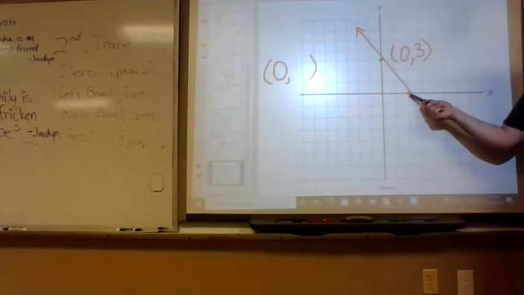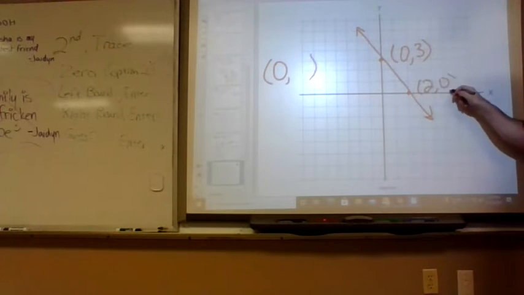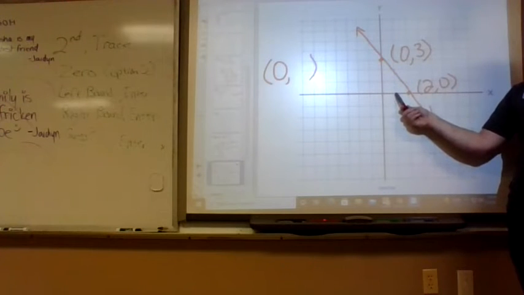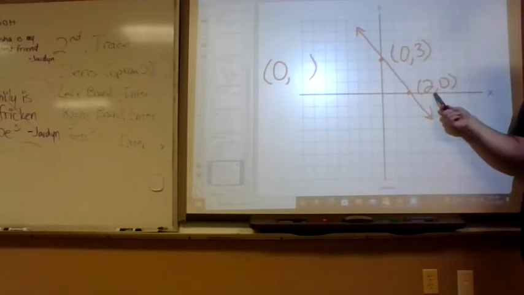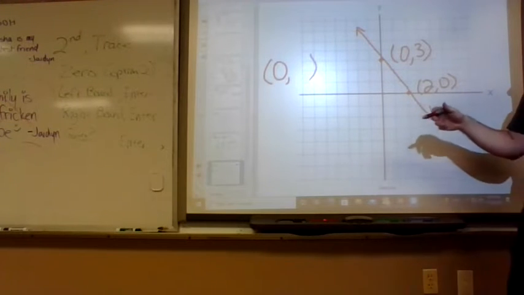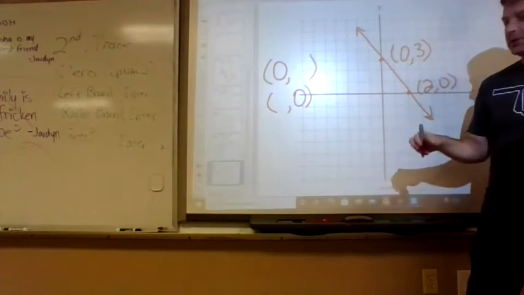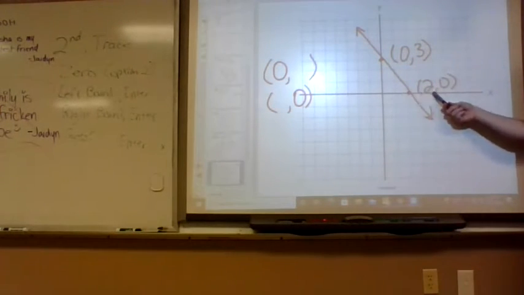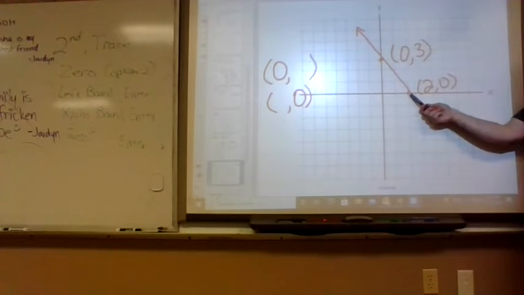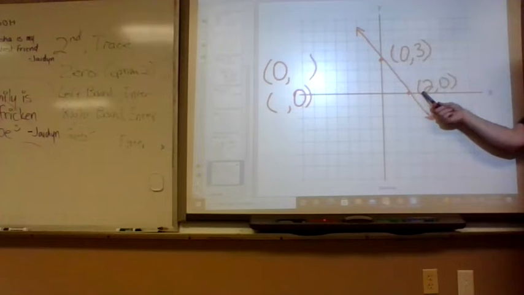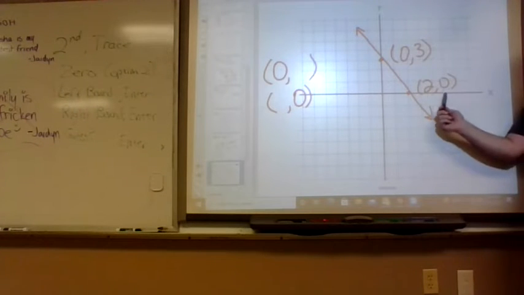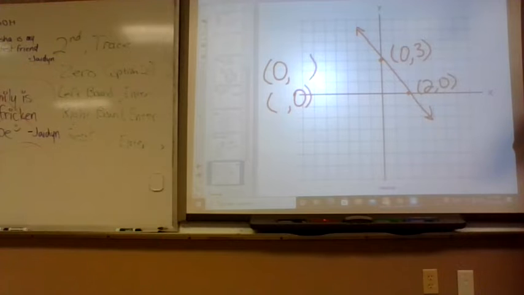What are the coordinates for this point? 2, 0. How about this point? 1, 0. This point? 4, 0. So what can we say about an x-intercept? The y value is always 0. Because when you're on the x-axis, you go over 2 and up 0, or over 3 and up 0. This number tells you how much you're going up and down, so if you're not going up and down, it's always going to be 0.